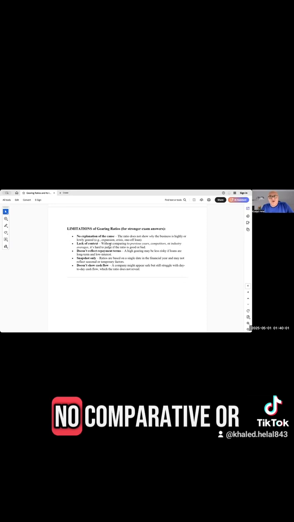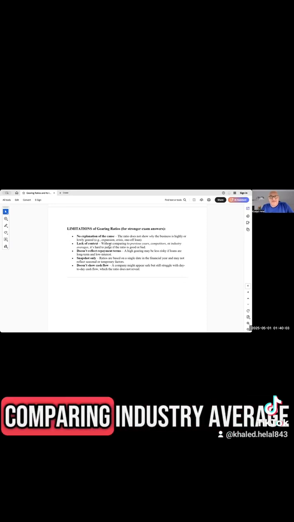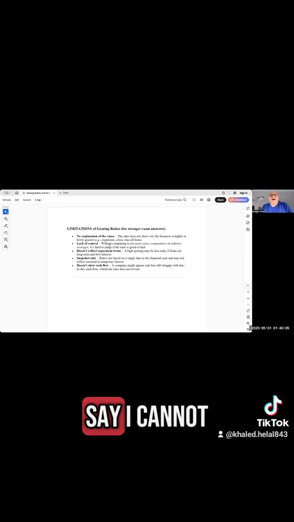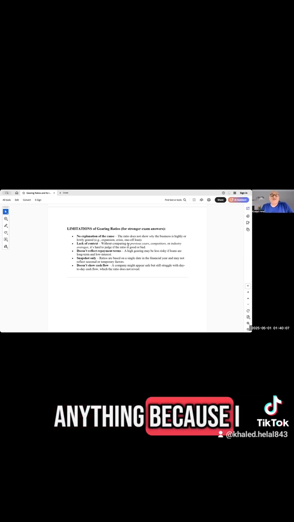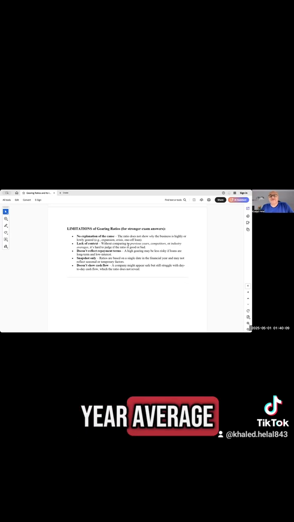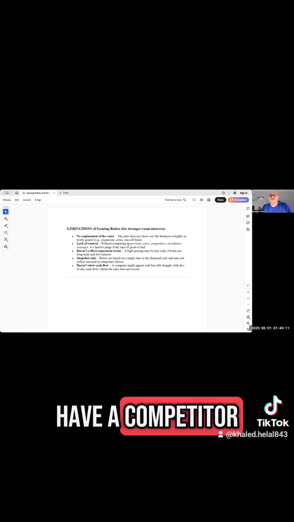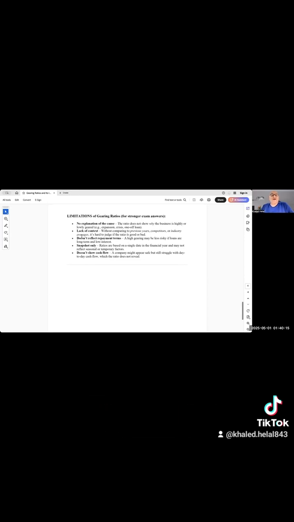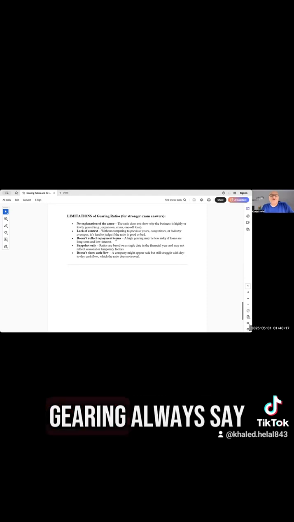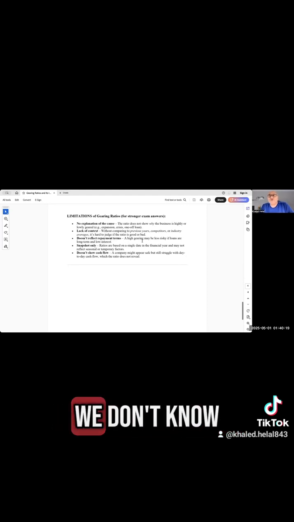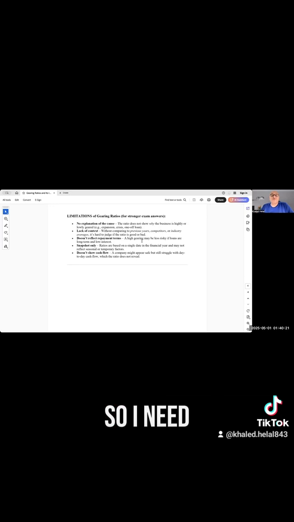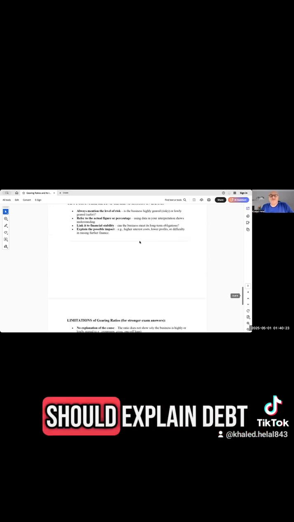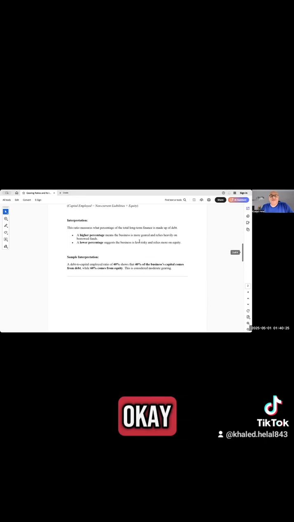If there is no comparative or industry average, say, I cannot compare it to anything because I don't have another year average. I don't have a competitor. I don't have the industry average. So that's one, okay? For the gearing, always say the payment terms. We don't know about the payment terms, so I need more information. That should explain debt to equity, okay?